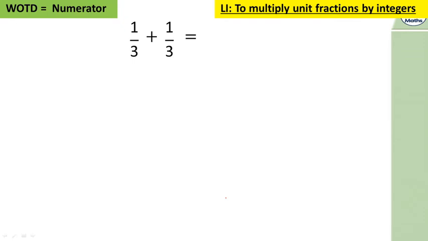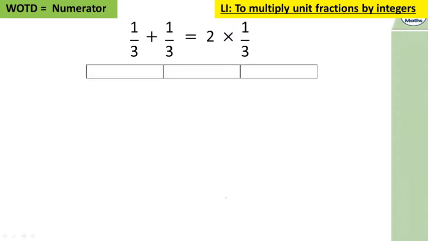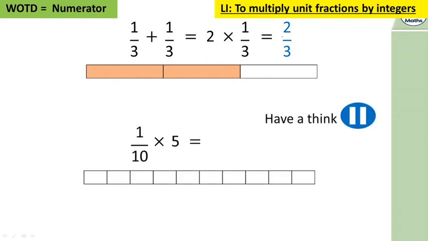Here we have 1/3 plus 1/3, which equals 2 lots of 1/3. Here we have 1/3 plus 1/3, which equals 2/3. So 2 lots of 1/3 equals 2/3. So as you can see, my word of the day is numerator, because when you're multiplying a fraction by a whole number, it's only the numerator that gets multiplied. The denominator just stays the same. So you've got 2 times 1/3, you just do 2 times the numerator, and the numerator changes to give you the answer.